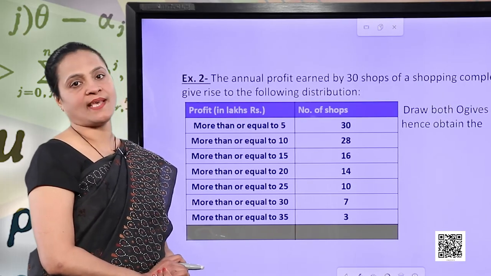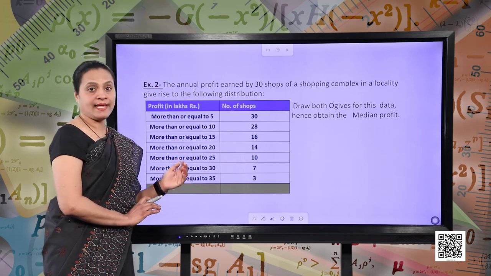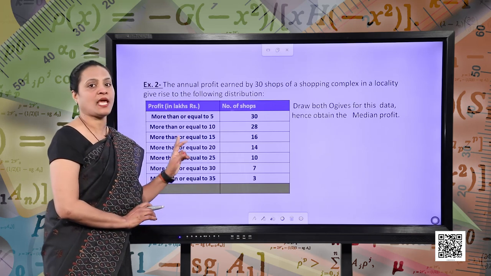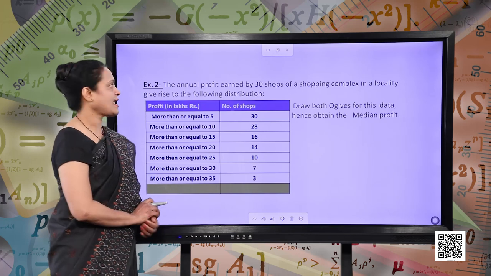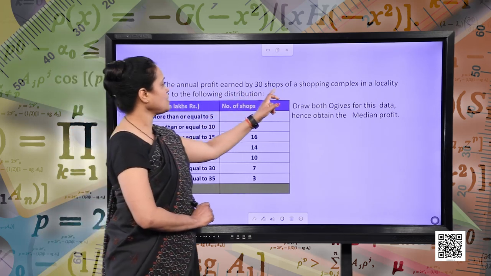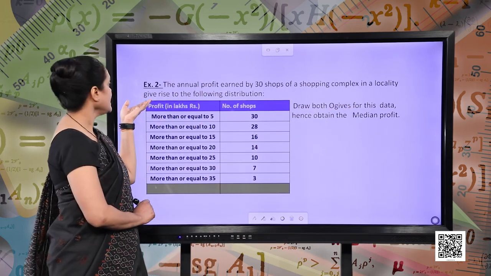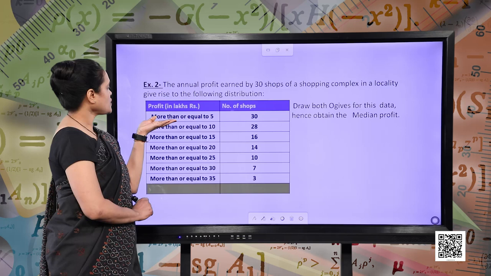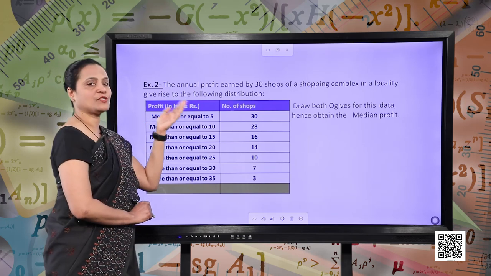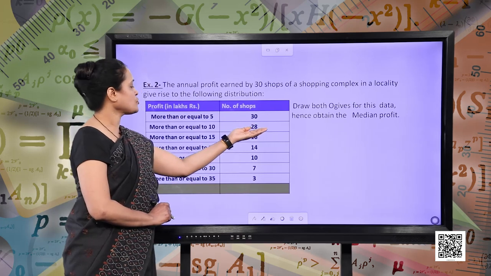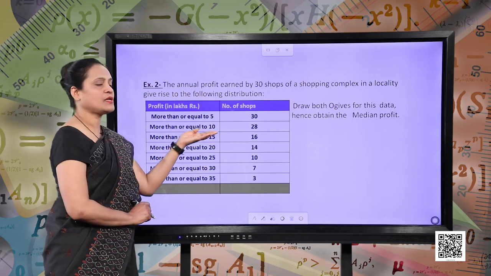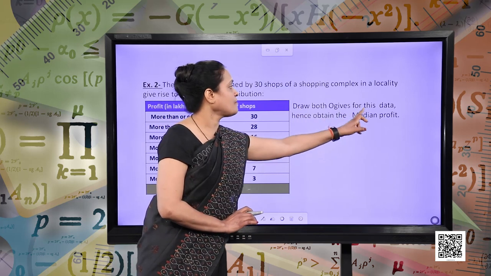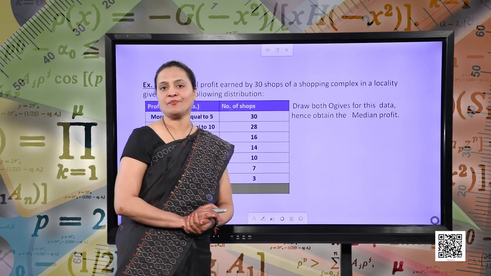Let us take one more example in which we are not given directly the class intervals, but instead more than type cumulative frequency distribution table is given to us. Our example says the annual profit earned by 30 shops of a shopping complex in a locality give rise to the following distribution. So, there are 30 shops which have earned profit more than or equal to 5 lakh rupees. There are 28 shops which have earned profit more than or equal to 10 lakh rupees. The question asks us to draw both ogives for this data and hence obtain the median profit.